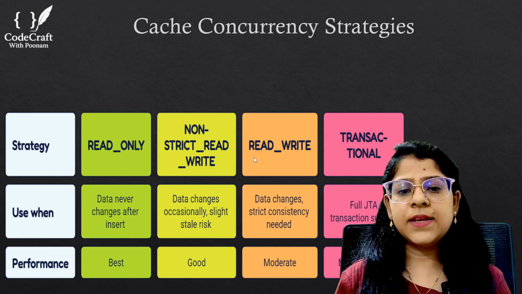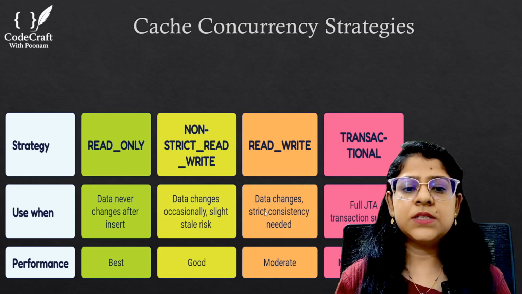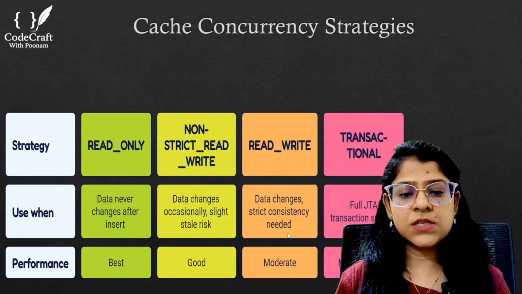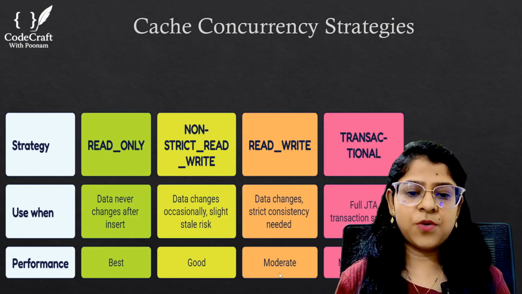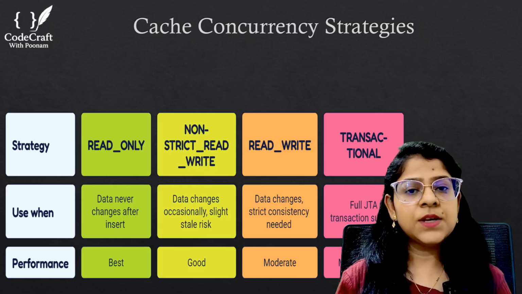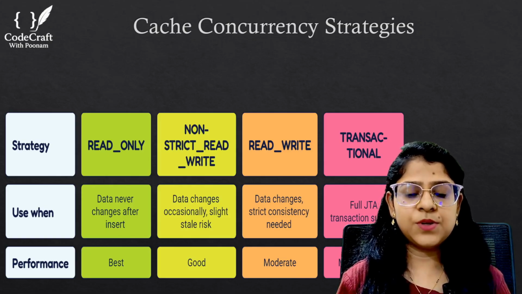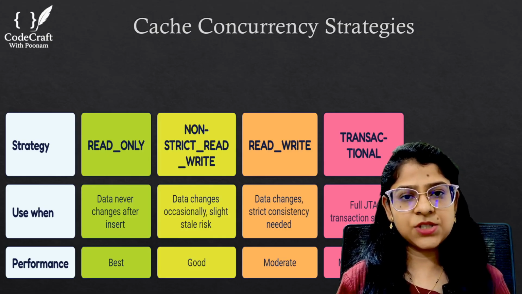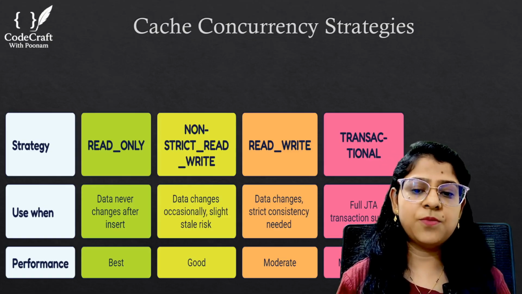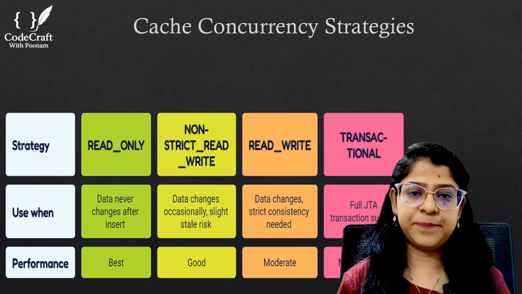And then coming to read-write, this is used when data changes and strict consistency is needed, so the performance is moderate. Transactional can be used to have full JTA transaction support, and the performance has the most overhead.